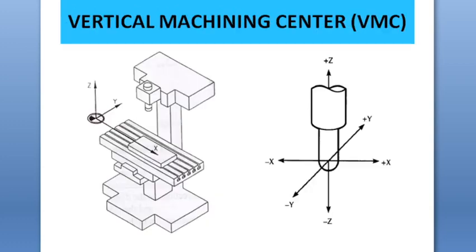The axis convention in a vertical machining center, VMC. This is the spindle axis Z. Upward movement of the spindle is Z positive, downward movement of the spindle is Z negative. This one X is the work table, machine table movement. X longitudinal feed: X negative for leftward, X positive for rightward. This one is the cross feed movement of the table: towards the operator is negative, away from the operator is positive.